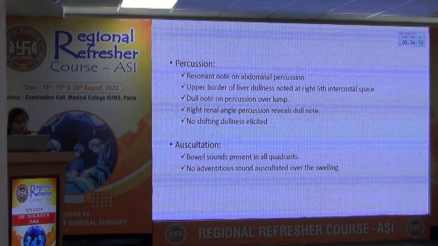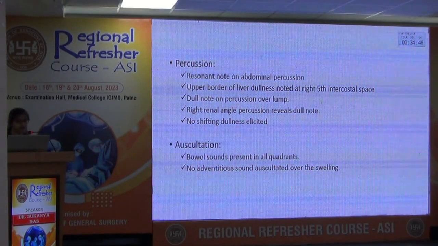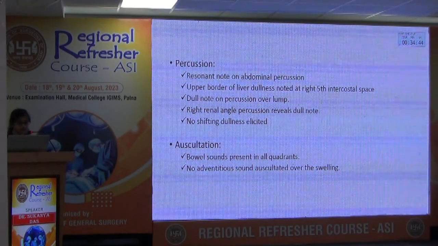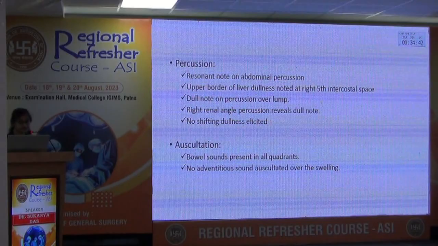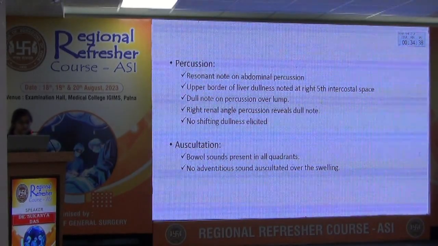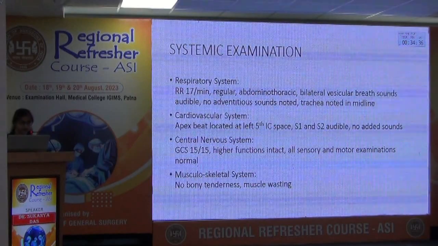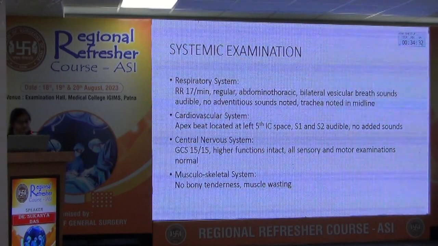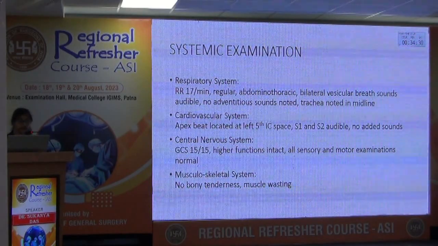A dull note on percussion was found over the lump. The right renal angle also reveals a dull note. There was no shifting dullness elicited. On auscultation, the bowel sounds were present in all quadrants. No adventitious sounds were auscultated over the swelling. On systemic examination, the respiratory, cardiovascular, central nervous system and musculoskeletal systems were all within normal limits.